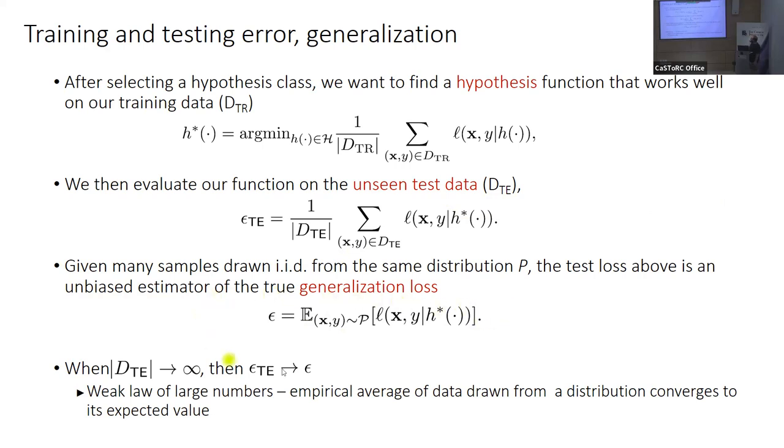We basically can have an unbiased estimator of the true generalization loss. So if I have infinite data in my testing set, this means that my error on my testing set should approximate the true generalization error. And when I say true generalization error, I mean, if you give this model to someone as a product or service, you can tell them the generalization error of the model is this much, let's say. And this is due to the weak law of large numbers, right? So the empirical average of data drawn from this distribution converges to its expected value.